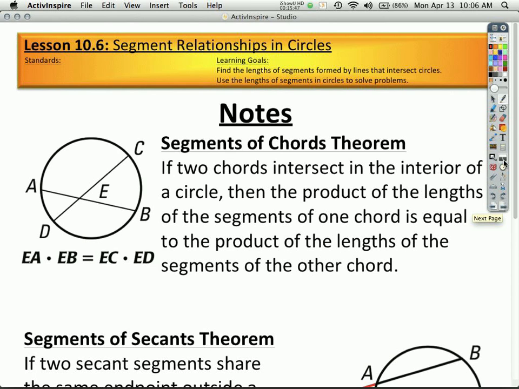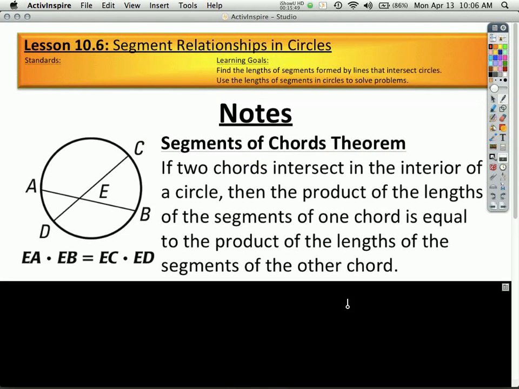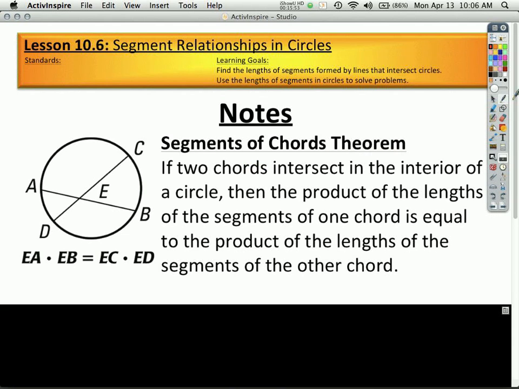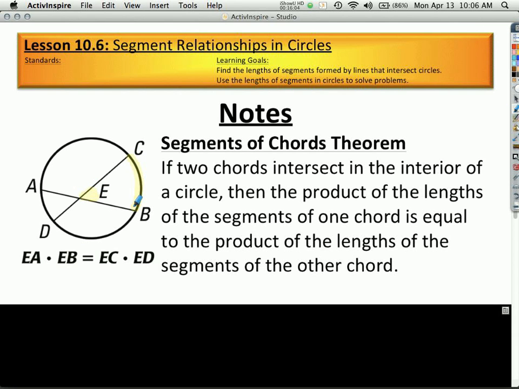So, the first theorem we're going to explore is called the segments of chords theorem. Let me back up for a second. Last time we were together, we explored the idea that there is a relationship between the measure of this angle and this arc and this arc. The measure of that angle will be half the sum of these two arcs.